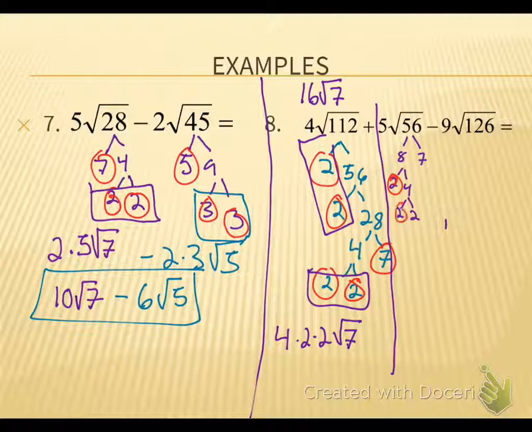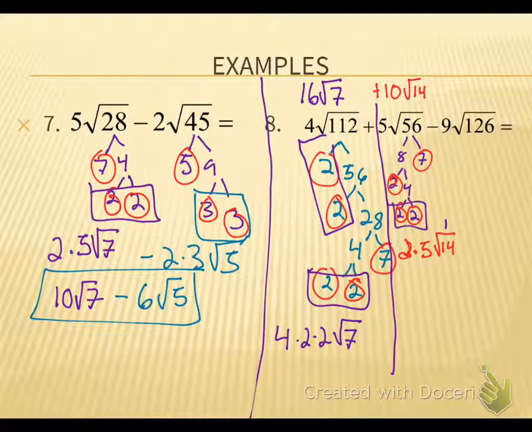2, 2, 2, 7. Okay, so a 2 escapes. I'll box it in. 2 escapes. And then we have a 5 that was already in front of it. What doesn't escape? 7 and 2. So we multiply those together and we get 14. So 2 times 5 is 10. So we have plus 10 square root of 14.